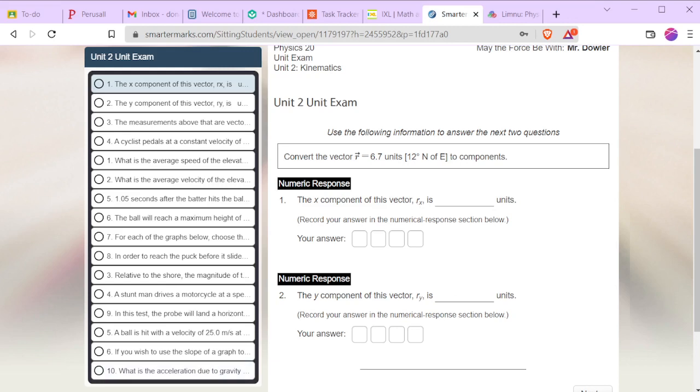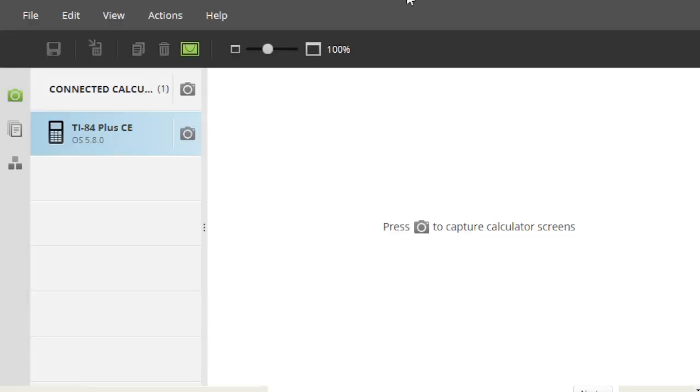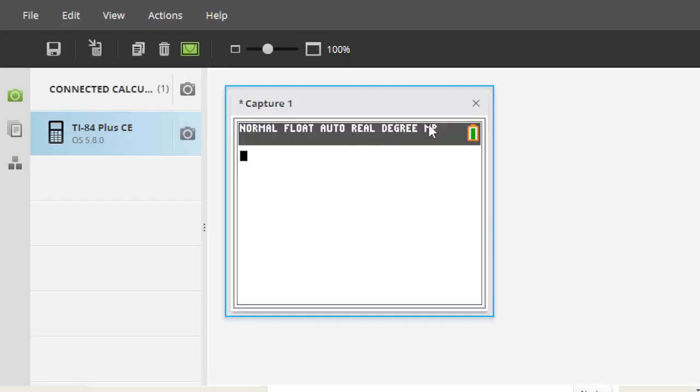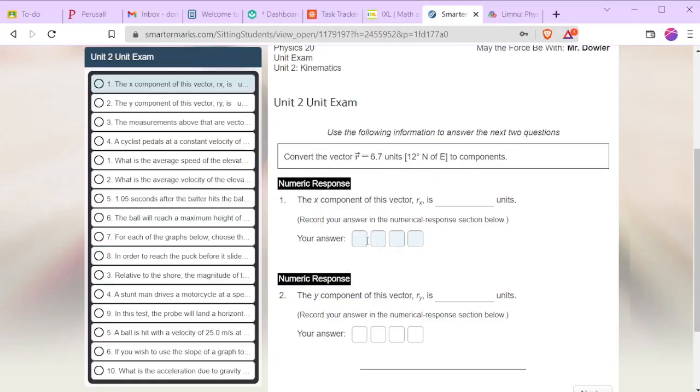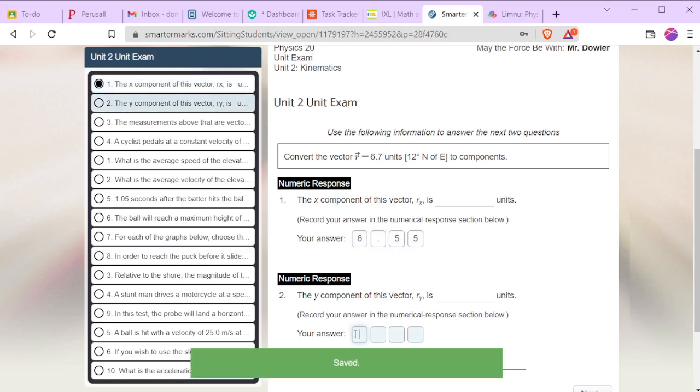So flipping to our calculator. First thing we do is make sure we're in degree mode. Now for the x component, we're going to want the horizontal piece, so that's our cosine. And for our y component, we need the vertical piece, that's our sine. So these are the two values we have. So our horizontal component is 6.55 and the vertical is 1.39.